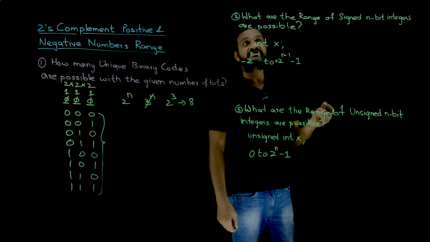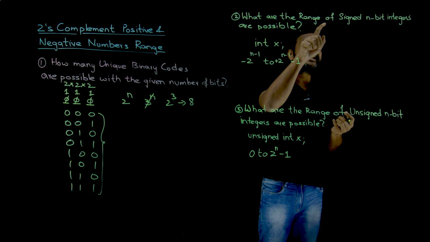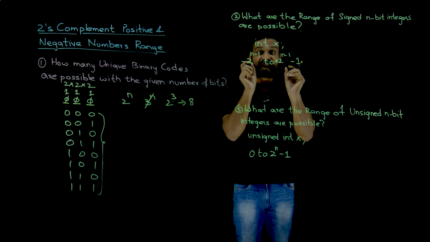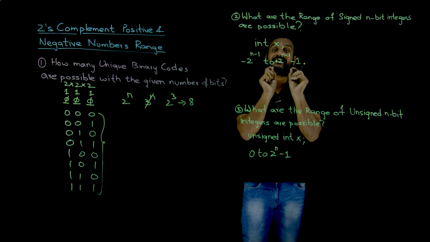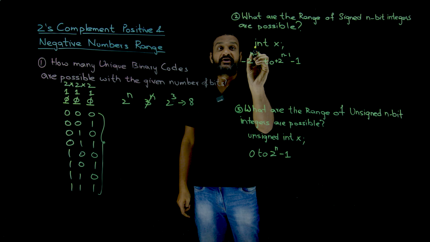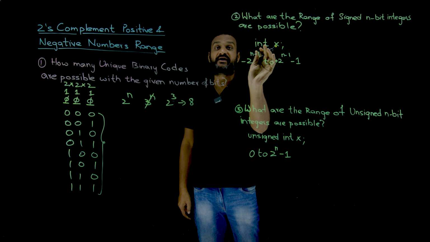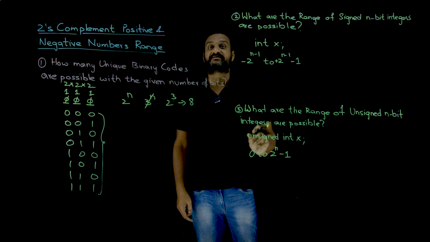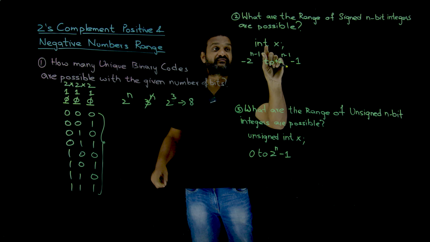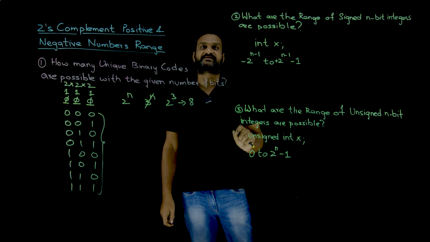The second question is, what is the range of signed n-bit integers? Given a signed integer, let's assume int x. By default, if you don't mention any qualifier, it is going to be a signed number. Signed means both negative and positive numbers are possible for this variable x.